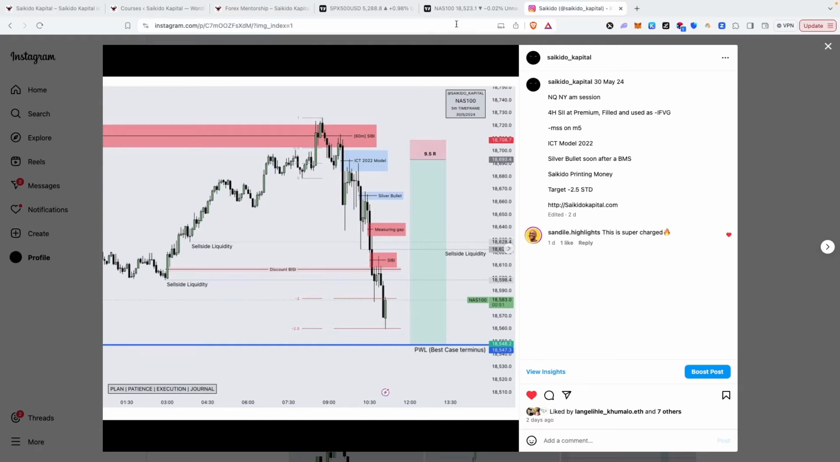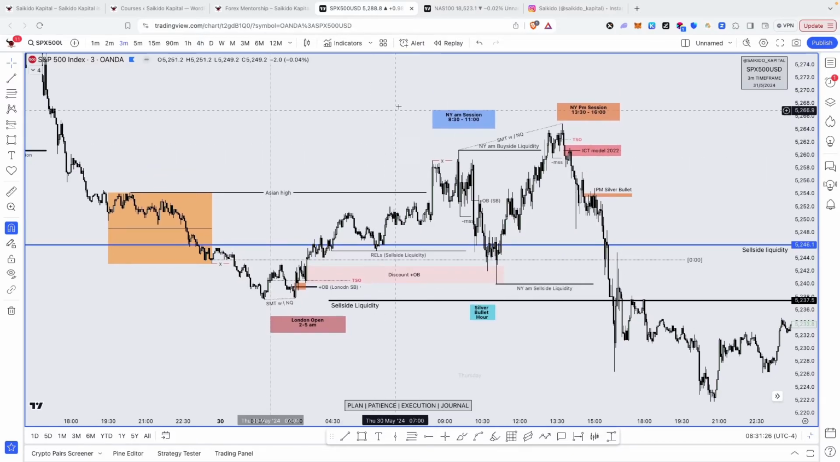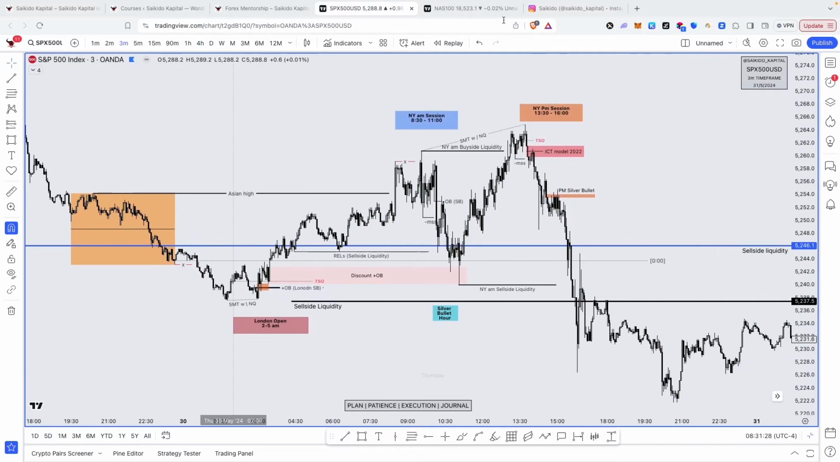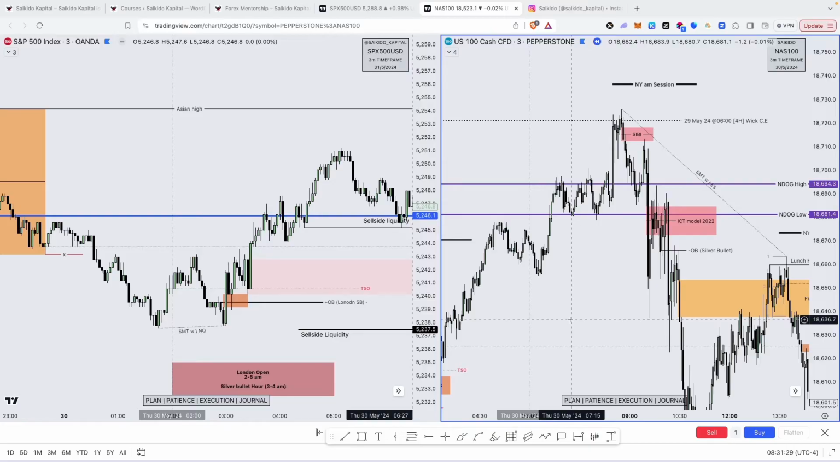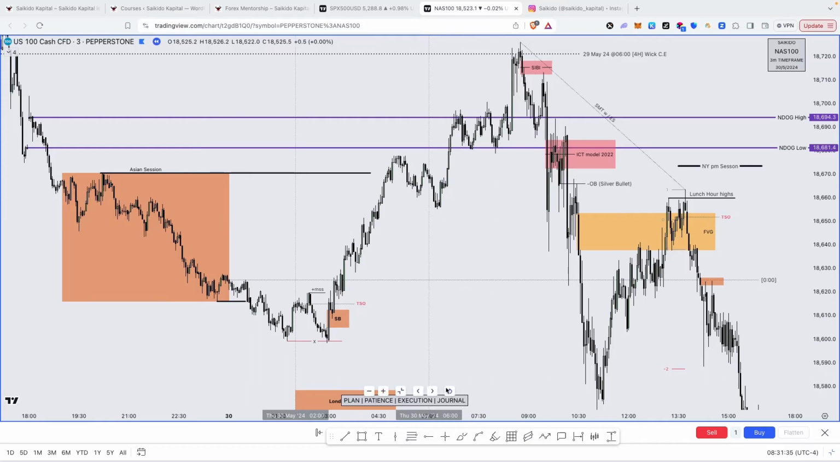Okay, and then now you're trading the New York AM session, right? You're now trading the New York AM session. So wait, let's go there. Let's just open NASDAQ. Let's do this.